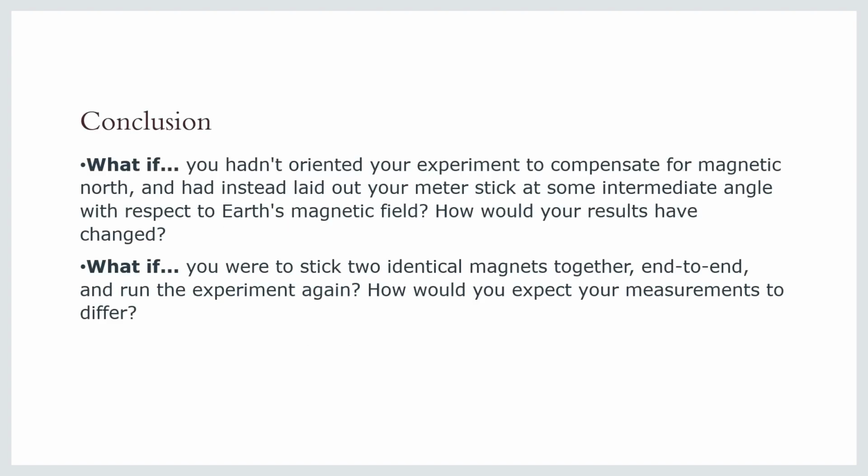So in conclusion, if you hadn't oriented your experiment to compensate for magnetic north and had instead laid out your meter stick at some intermediate angle with respect to Earth's magnetic field, how would your results have changed?